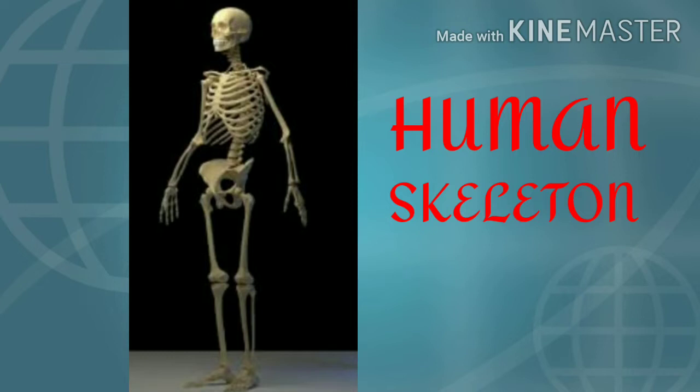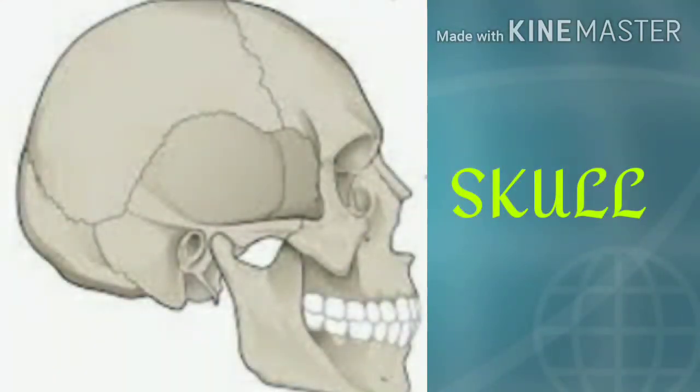The human skeleton consists of the skull, backbone, ribcage, shoulder bones, hip bone, hand bone, and the leg bones. We will learn all about these in the next topics. So let's move to next topic. Our next topic is skull.